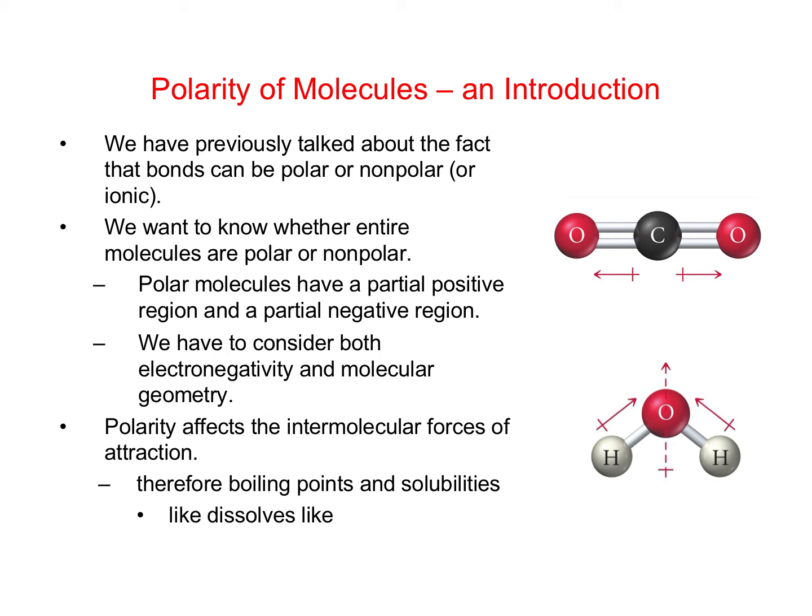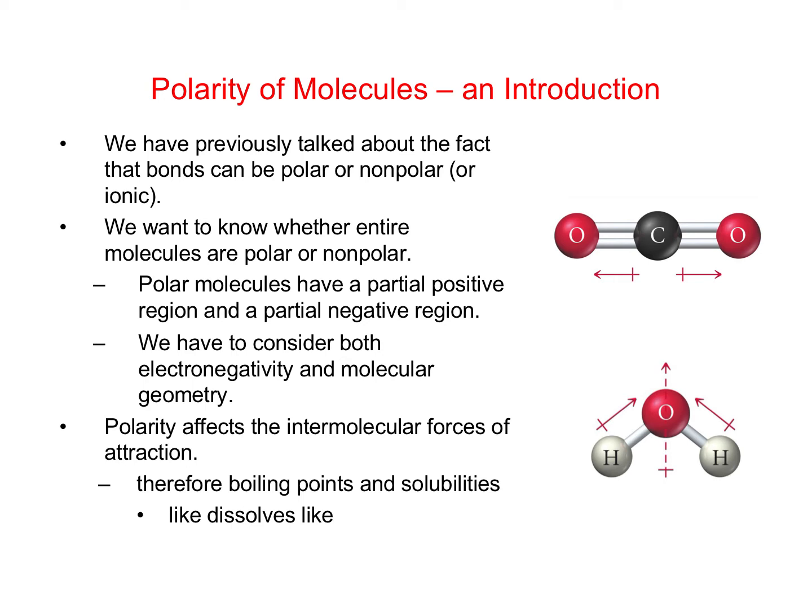Now, we consider whether or not the molecule overall is polar. We have to look at both whether or not it has polar bonds, but then also the molecular geometry, or the shape. And so water and carbon dioxide are two great examples of why the molecular geometry is important.